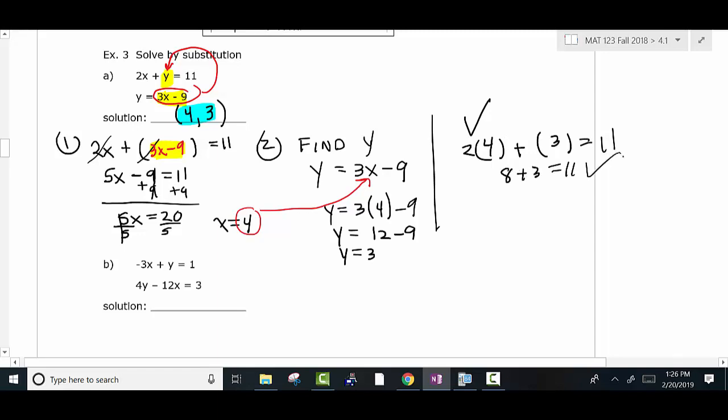It's not hard to check until you're right on these problems. Just take an equation and plug it in. The second equation is y equals 3 times x minus 9. x is 4, y is 3. You don't have to write that down, just pay attention to this and understand this. That would be 3 equals 12 minus 9. That works also. So it's the right answer.